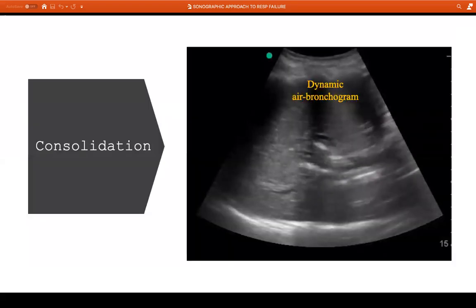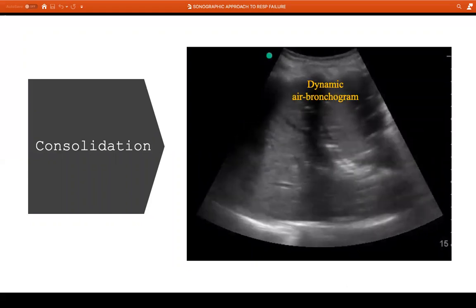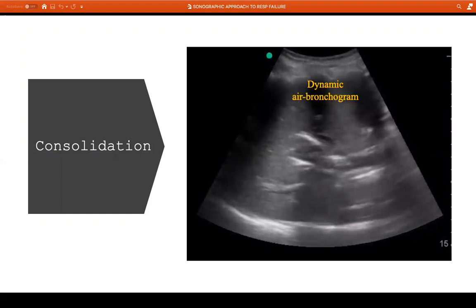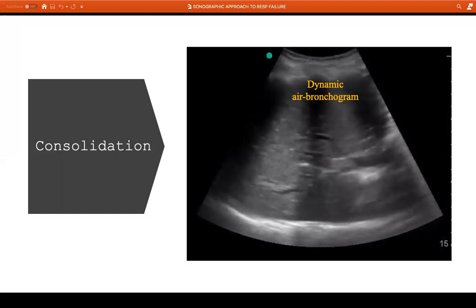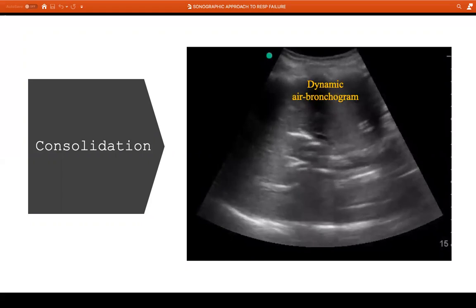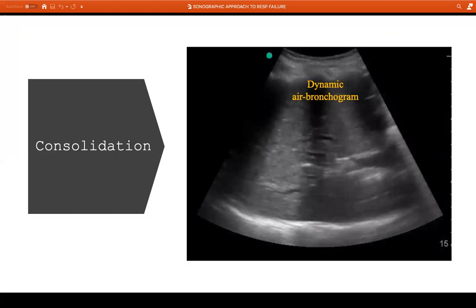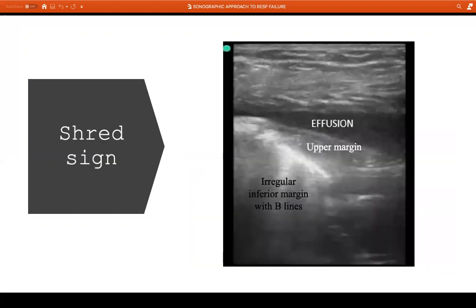If there is a consolidation, what will happen? The underlying lung is solidified, but the airways conveying the air up to the lung are open. So we'll see something like this, which is called dynamic air bronchogram. Dynamic air bronchogram is confirmatory for underlying consolidation.